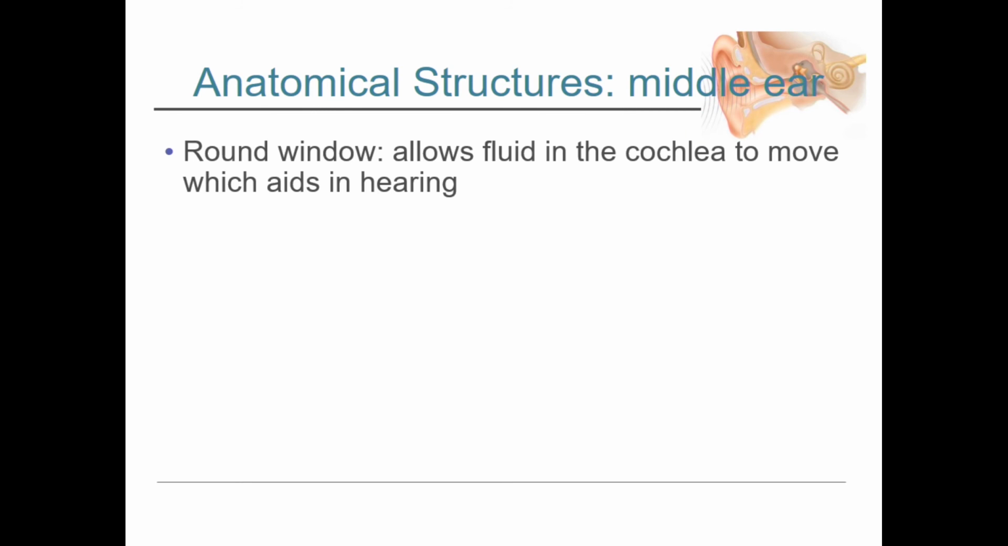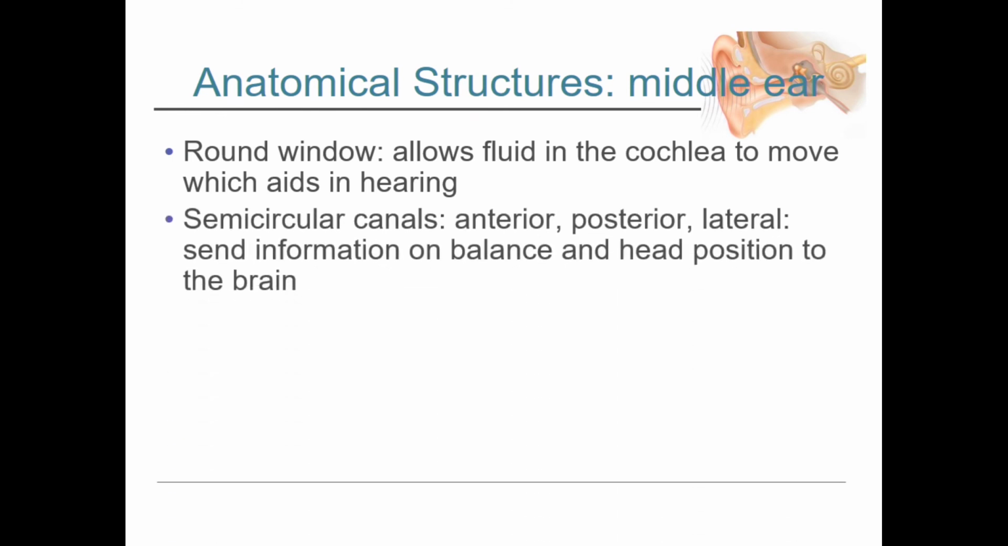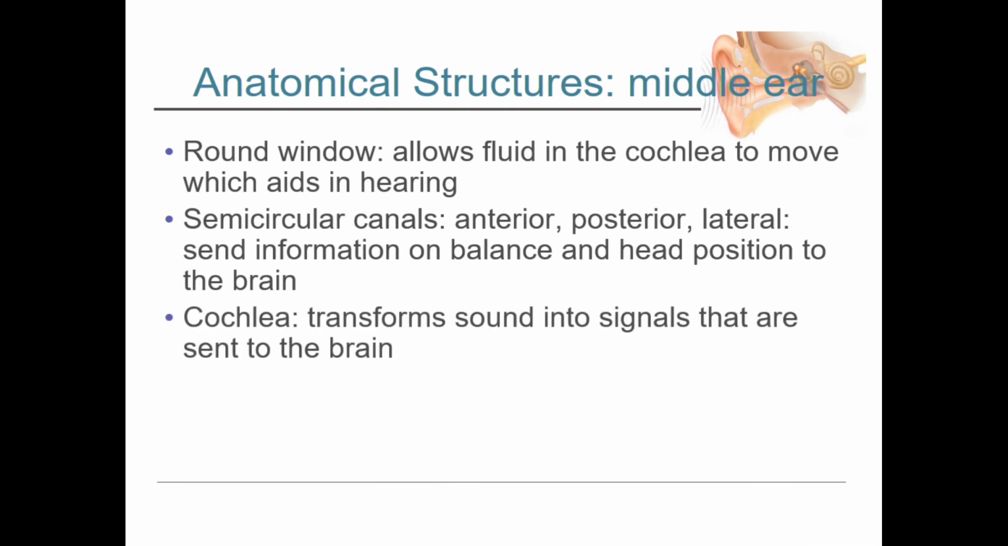The round window allows the fluid in the cochlea to move, which aids in hearing. And the semicircular canals send information on balance and head position. The brain gets all this from your auditory system. And the cochlea, that little round thing that looks like a conch, is what transforms sounds into signals, which are then sent to the brain. So let me show you this.